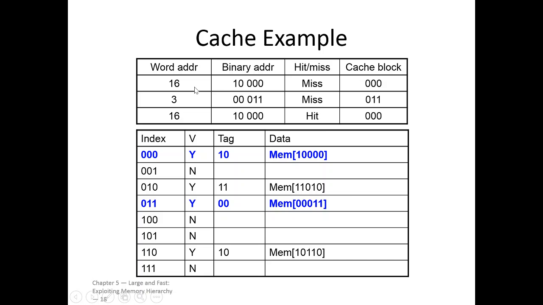So 16, the first time we try to access it, turns to binary 10000, or 0 as the block for the cache. There's nothing there, so we fill it, we make it valid, we put the tag, and we move it in. Now we request what's at 3, which converts to this index 011. So we fill it, we put the tag and the memory, because there was nothing there.